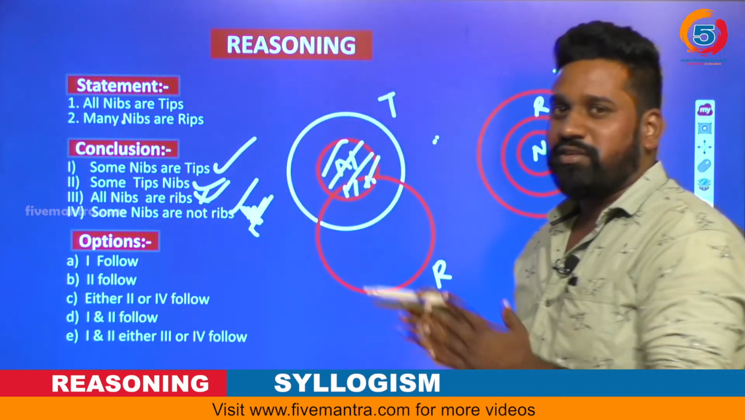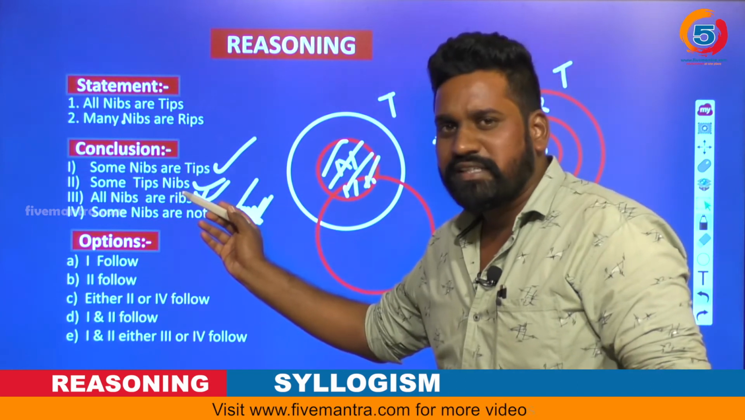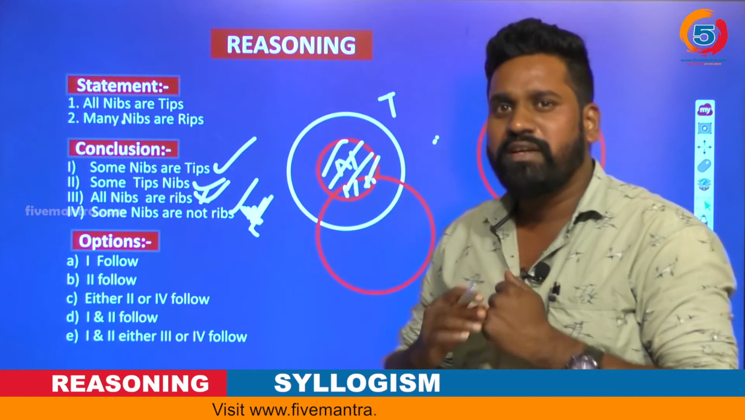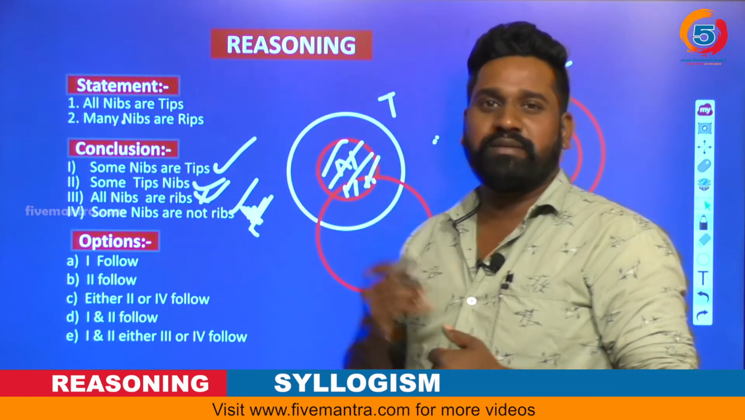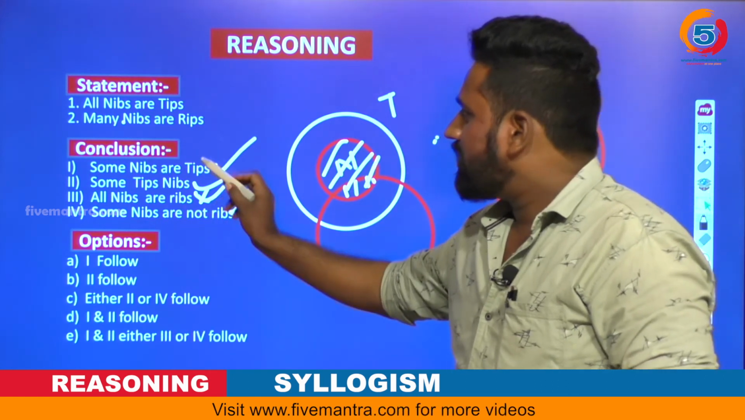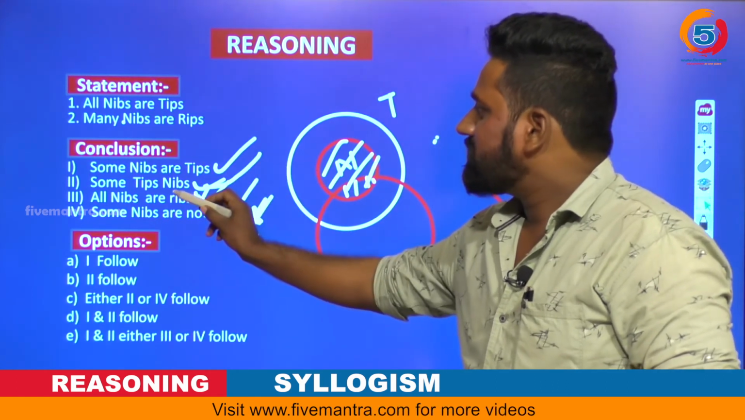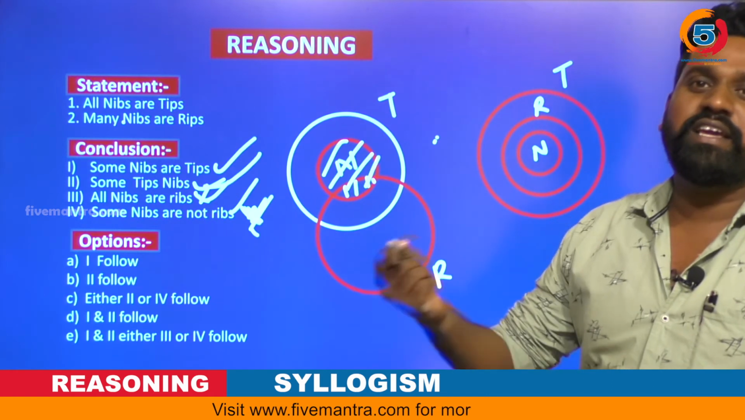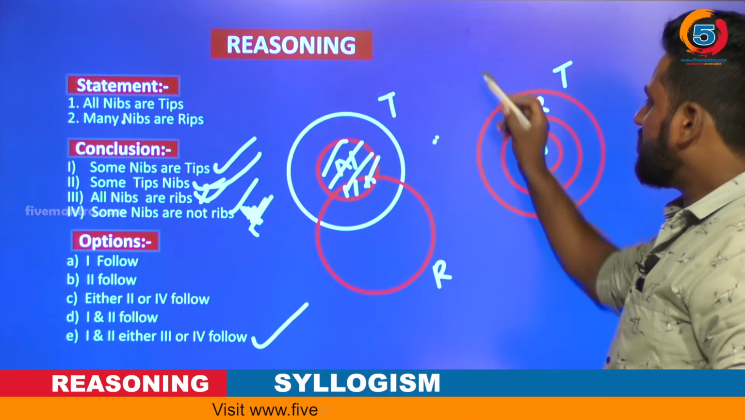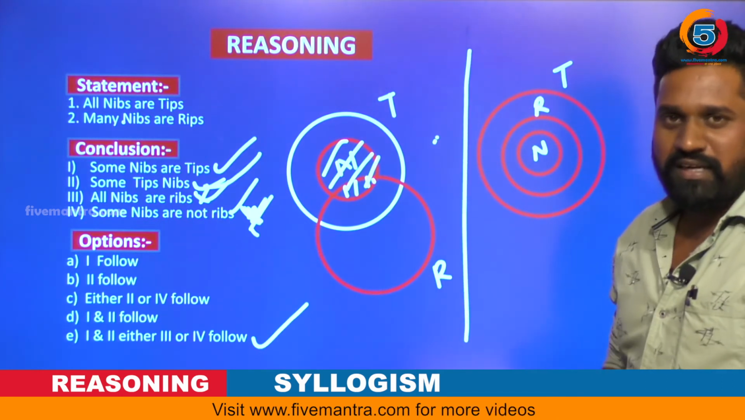So you are getting an either-or condition. If you take the third one as the correct answer, then the fourth one becomes wrong. If you take the fourth one as the correct answer, then the third one becomes wrong. Is it clear? So the answer is that 1 and 2 are the exact conclusions, and either 3 or 4 follows. So the answer becomes E. By using these two Venn diagrams, you can understand clearly.